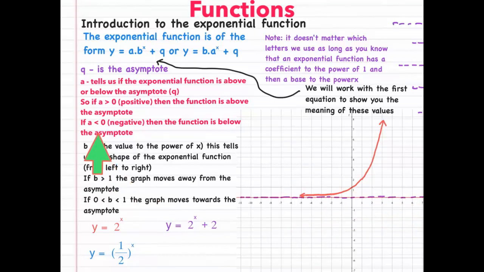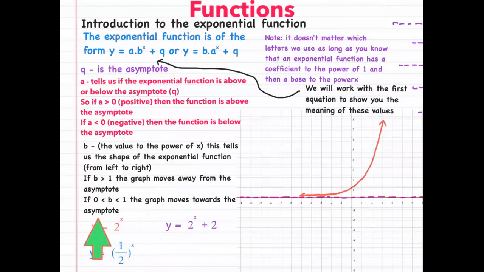Similarly, if the a was smaller than 0 and then we look at b and b is greater than 1, the graph moves away from the asymptote. So we will be below the asymptote, and it will move away from it as we go from left to right. If b was a fraction, we will move towards the asymptote from left to right. We will look at that in due time as we work through these examples.